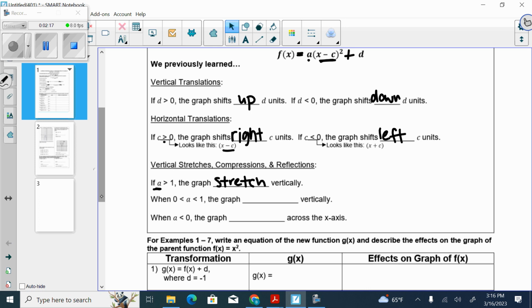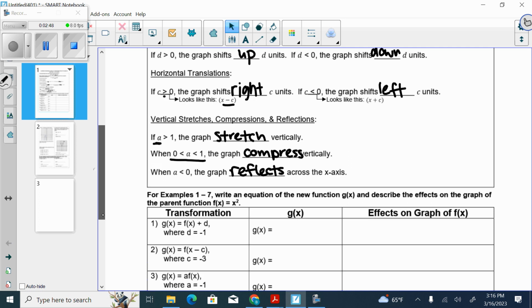Okay, but if it's a number smaller than 1, so something between 0 and 1, like a fraction or a decimal, what does that do? Compress. Good. And then lastly, if we have a negative out in front, what does that do? Reflect. Good. All right, so we just reminded ourselves where all those letters are and what all those letters do.